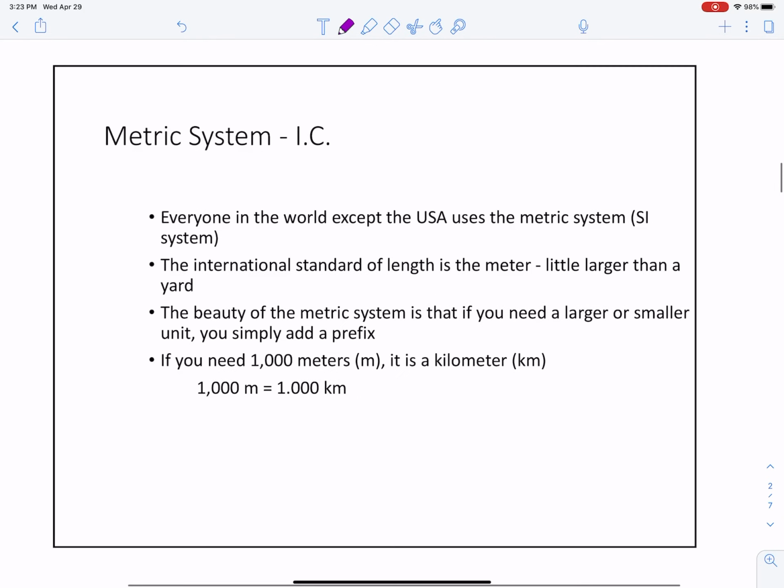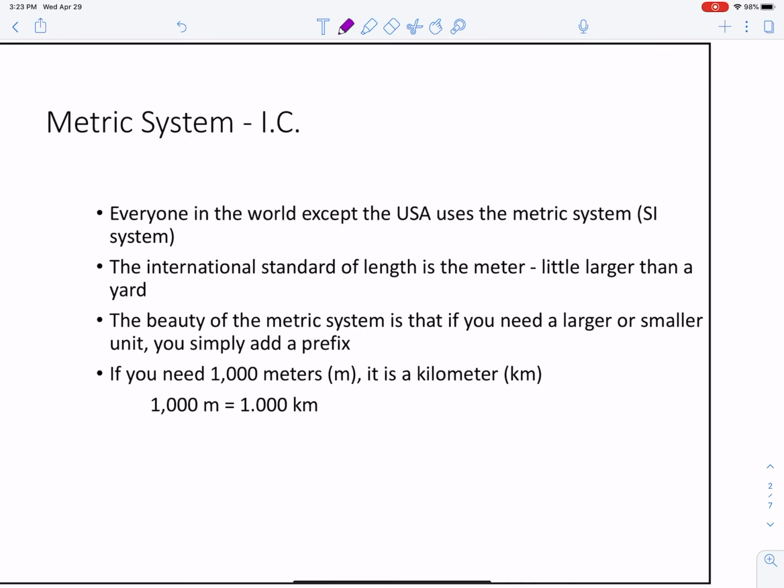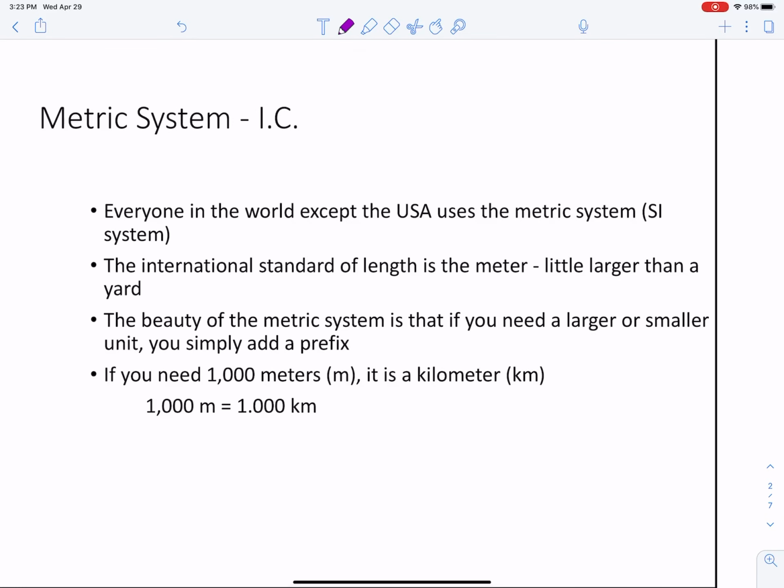The metric system, otherwise known as the international system, is something that everyone in the world uses except for the U.S. In the U.S., we use the standard system. The international standard of length is the meter. Actually, it's the kilometer. 1 meter, as you may remember from your previous schooling, is 100 centimeters.